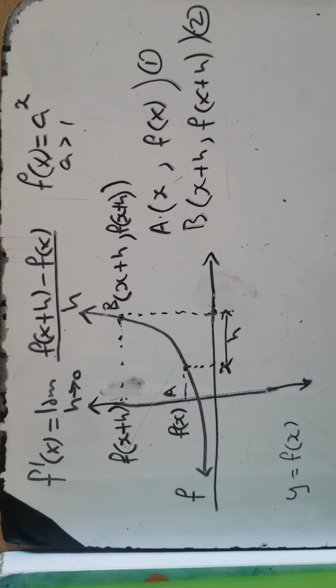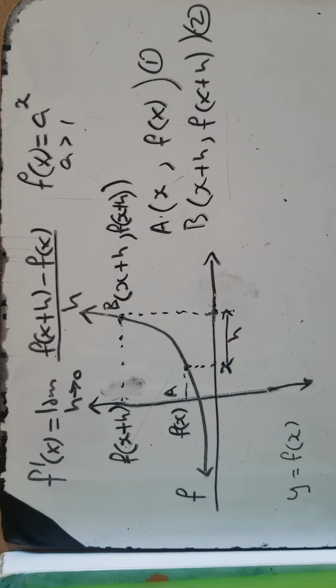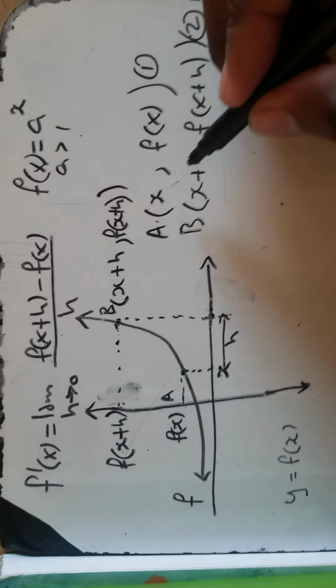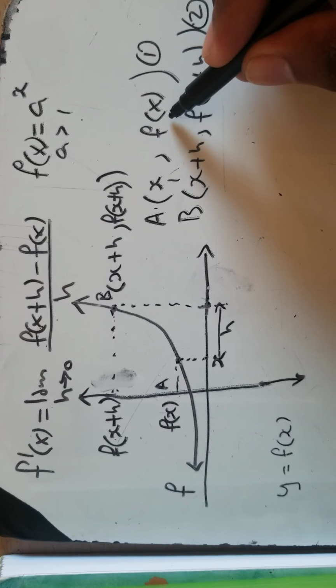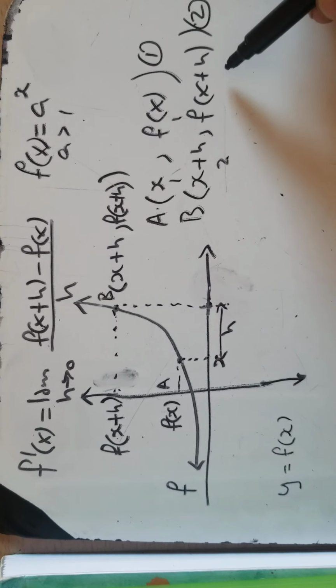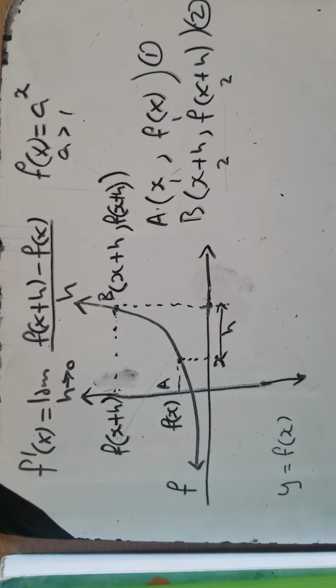So now the idea is for us to let this be x1 and the y value be y1, and then this will be x2 and this will be y2.